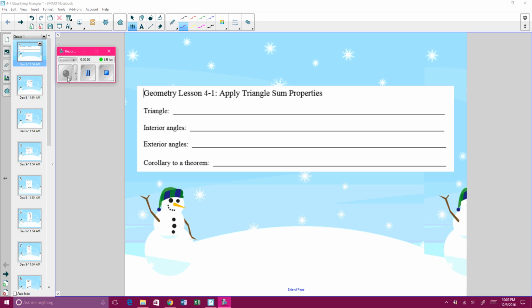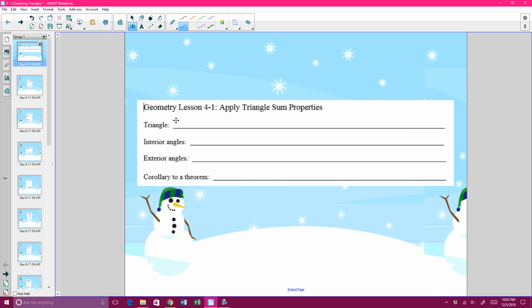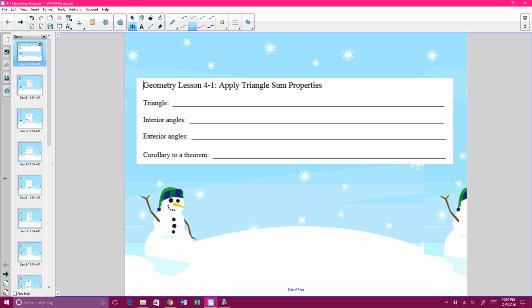Today we're going to talk about triangles. So the first thing we need to do is define what a triangle is. It is a polygon with 3 sides and 3 angles.